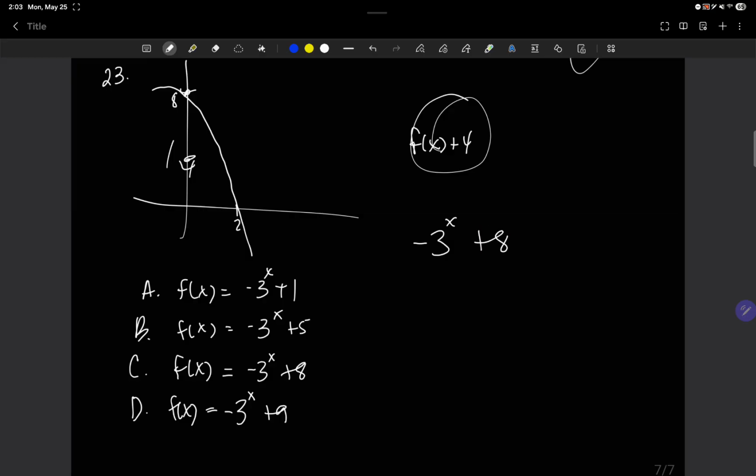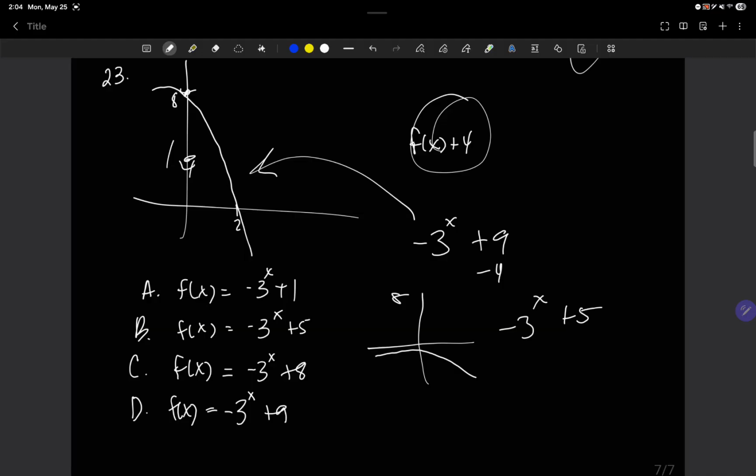Well, actually, there's a horizontal asymptote. When you look at the standard exponential function, there's a horizontal asymptote at 1. So when you flip it, there's a horizontal asymptote at negative 1. And we're crossing at 8, so you have to do a plus 9. Okay. That's the function that we're seeing. Yes. So we want to subtract 4 from it. Right, so that'd be the plus 5. So then negative 3 to the x plus 5. Yep.